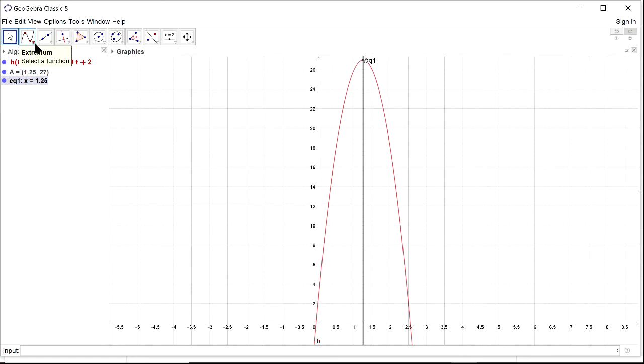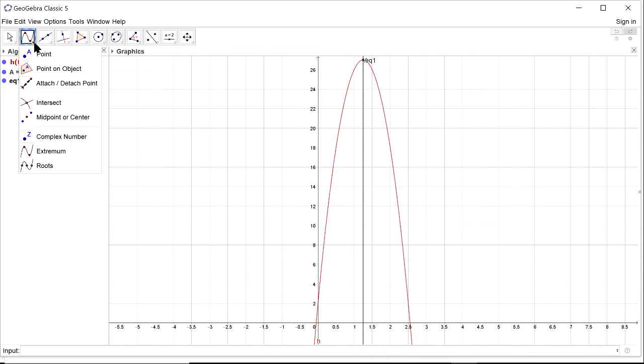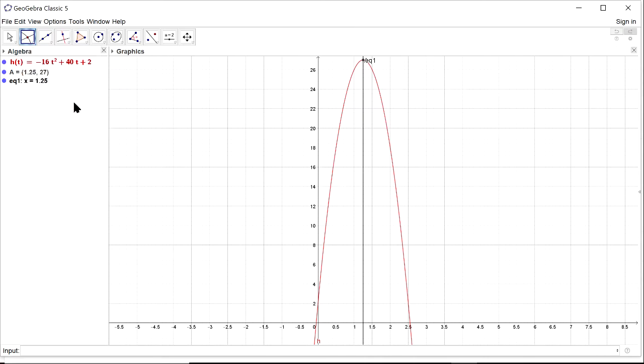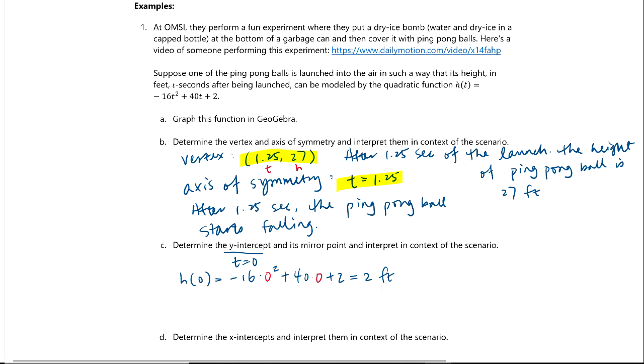And to find the y-intercept again, it's going to be a point. And in this case, we're actually going to find where the curve intersects with the y-axis. And therefore, I'm going to go under the point again where I found the vertex. So under the point, there's the intersect, and we can select the curve and select the y-axis. And we can see they intersect at the point B, which is indeed 0, 2. That's what we found through the algebraic method as well. So we can say the y-intercept is 0, 2.